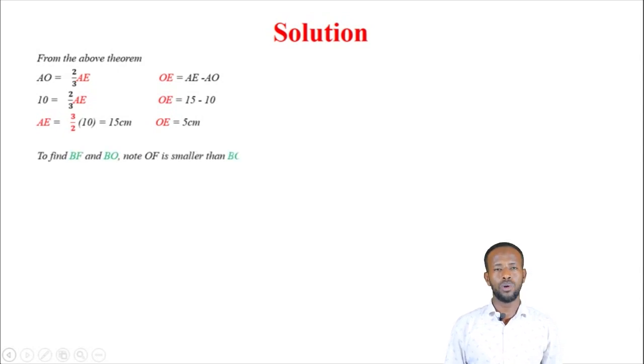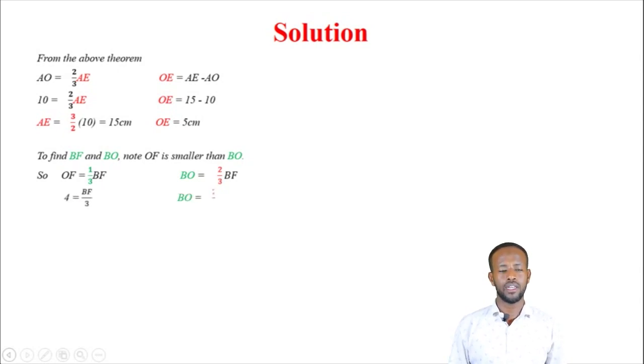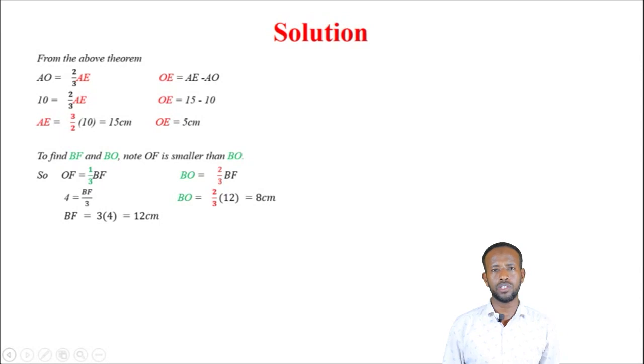Again, to find BF and BO, note OF is smaller than BO, isn't it? If we go back to the figure, on the segment of the median BF, OF is smaller than BO. Therefore OF is equal to 1 over 3 of BF, while BO is equal to 2/3 of BF. This is a very important point, take it. So now OF is equal to 4, so we put 4 equals BF over 3, then when we cross multiply, we get BF is equal to 12 centimeter. When we come back to BO, we said it is 2/3 of BF, isn't it? So BO is equal to 2/3 times 12, which is equal to 8 centimeter. Students, do you get this?